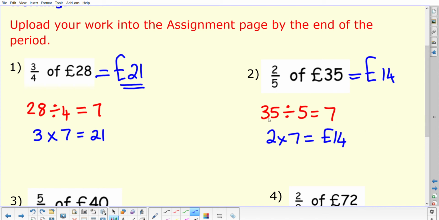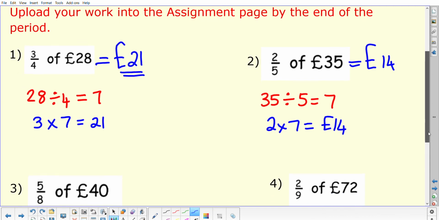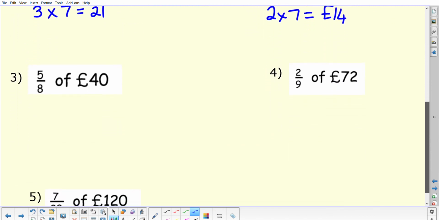So it's these bits of working here that we're missing from most of the assignments that got uploaded on Monday. There were only 1 or 2 people who actually did do the work, and the rest of you just wrote the answers. So even though you can sometimes work things out in your head, it's still about showing me the processes that you need to do to get your answer.